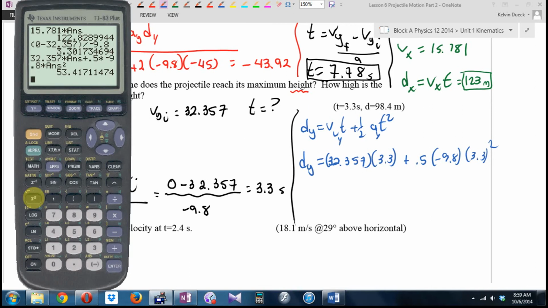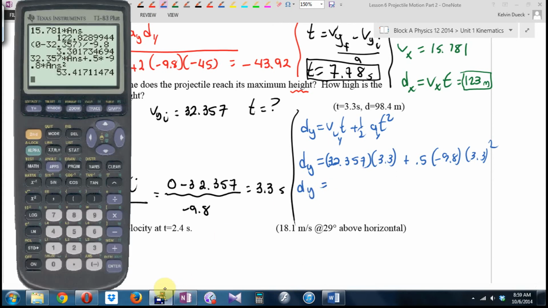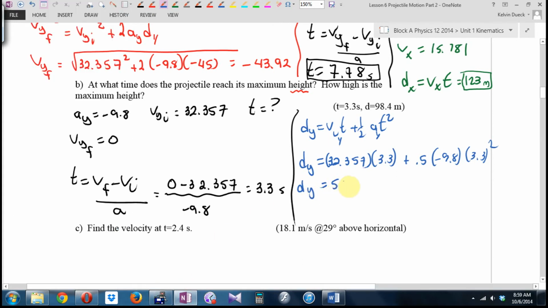So I'm going to say dy, I'll write this number down, 53.4. And then I'll say for my final answer, height equals 53.4 plus, how high was the cliff? 45. There is the 98.4 meters. Woohoo!